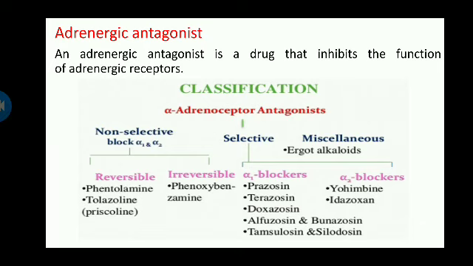Coming to the selective drugs, alpha 1 blockers and alpha 2 blockers. Alpha 1 blockers are prazosin, terazosin, doxazosin, alfuzosin, bunazosin, tamsulosin, silodosin. These are the drugs that come under alpha 1 blockers. Alpha 2 blockers are yohimbine and daxazosin. These are the drugs that come under alpha 2 blockers. For miscellaneous drugs, we have some alkaloids, namely ergot alkaloids.